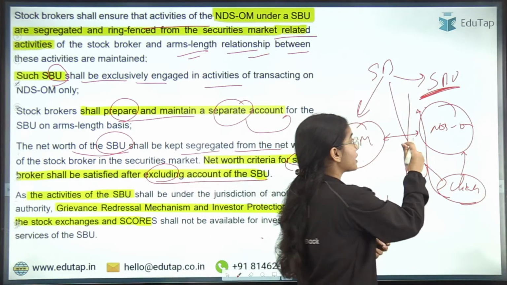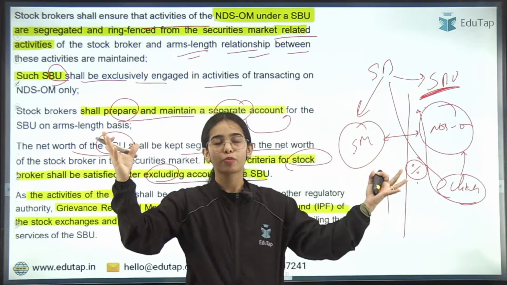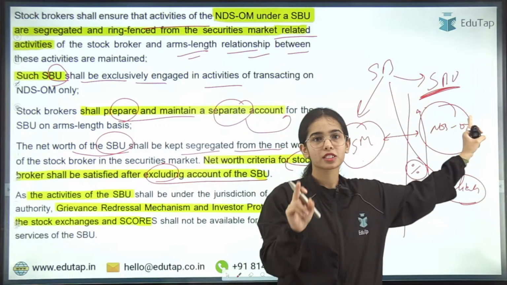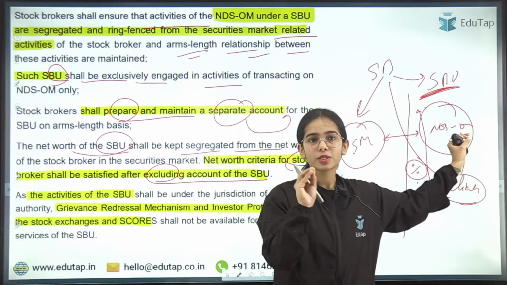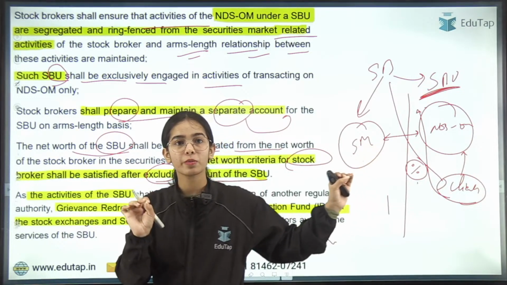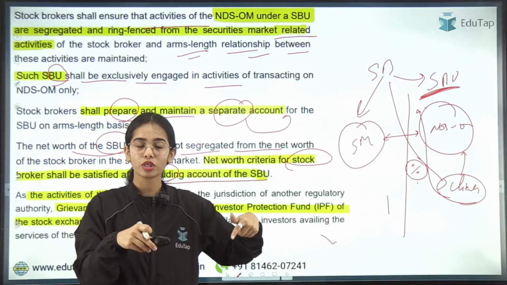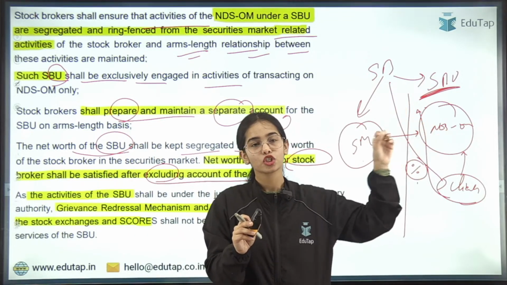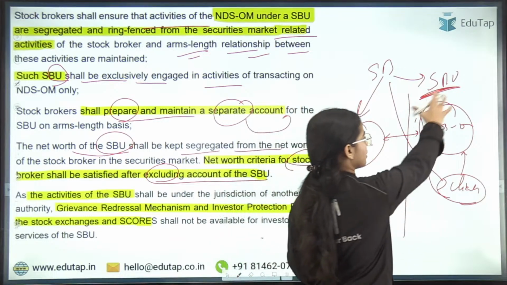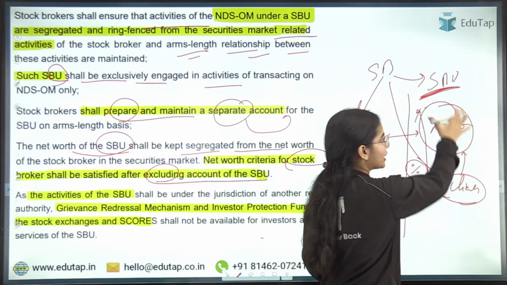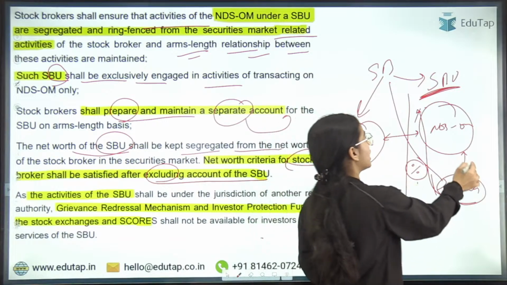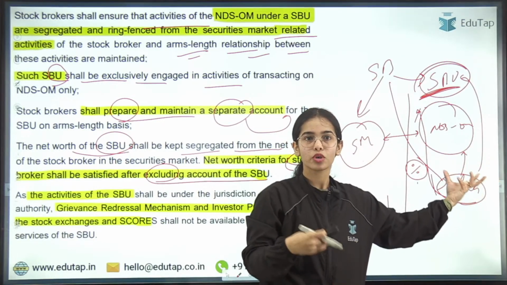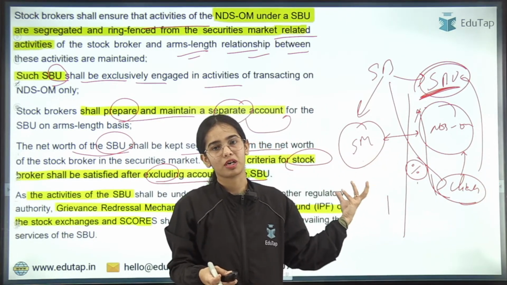Now let's say the stockbroker is making a lot of profit. You tell me in which account this profit will be shown. Will it be shown in the stockbroker's main account, or in the account of the separate business unit? Basically, the profit or any money in the area of the NDS-OM will be shown in the account of the separate business unit. It's not that the profit you make through the NDS-OM platform can be shown in the securities market. That is the basic idea.